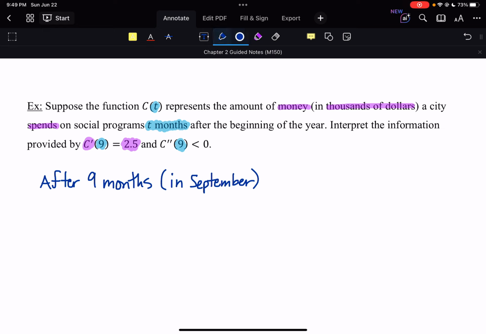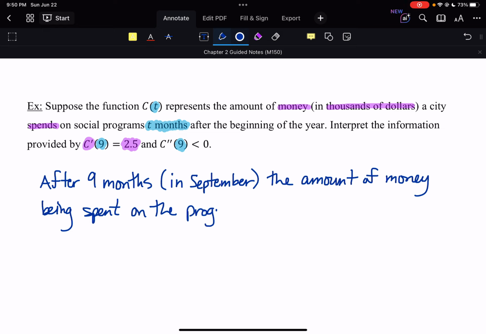So we can say after 9 months, the amount of money being spent on the programs is increasing by, that's 2.5 thousand, so $2,500 per month.